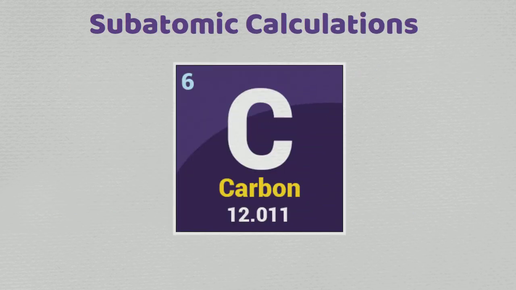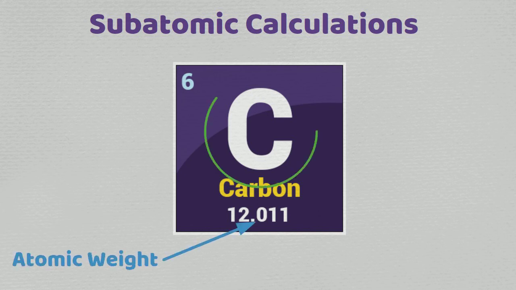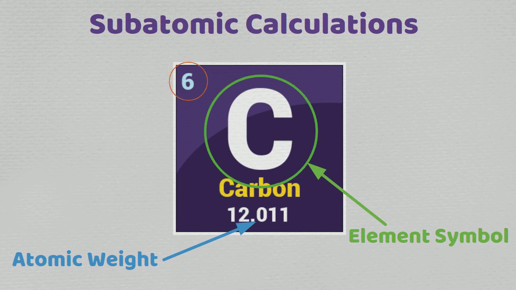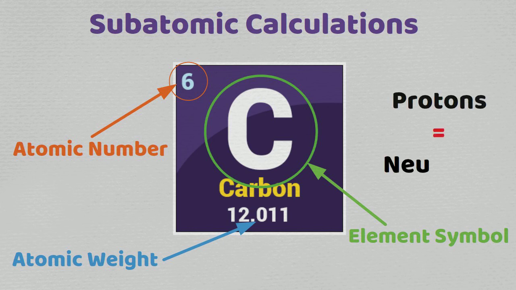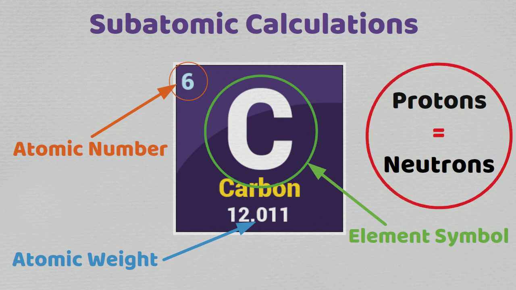So if we look at subatomic calculations, as you can see, we have a picture of the carbon symbol. The number at the bottom represents the atomic weight of the particle. The letter in the middle is its element symbol, and the top left number is the atomic number. These numbers are very useful when trying to solve subatomic calculations. As we discussed before, the number of protons is always equal to the number of neutrons.